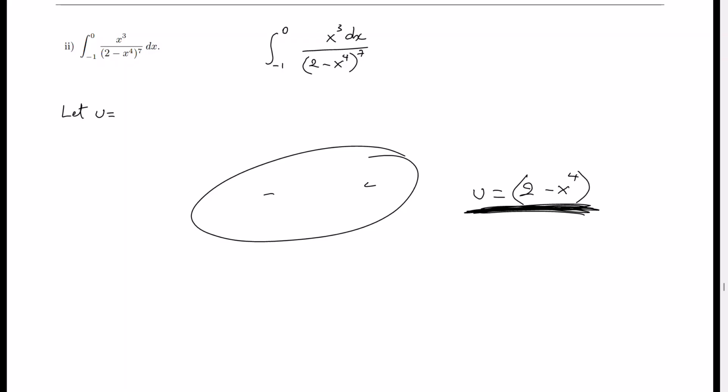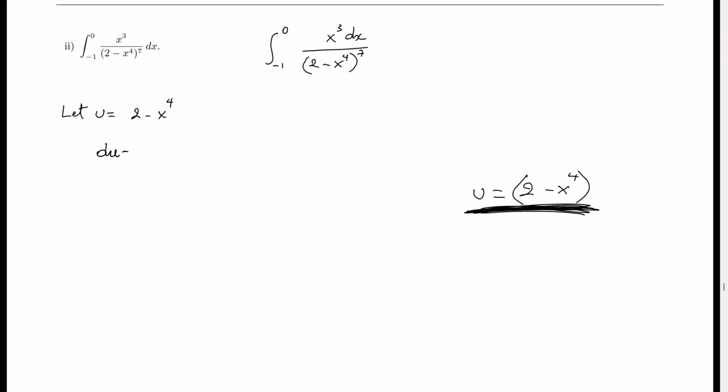So let's see, will it work if I just let u be 2 minus x to the power of 4? So how do I find out if it's going to work or not? I look for the du. The derivative of 2 is 0. Derivative of negative x to the power of 4 is going to be negative 4x cubed and dx. So do I have the x cubed, the dx, and the negative 4 in the numerator of my problem? I've got an x cubed, I've got a dx, I am missing the negative 4. So the quantity I'm missing is just a regular good old number, so it's not a problem. We can always add it to the problem.